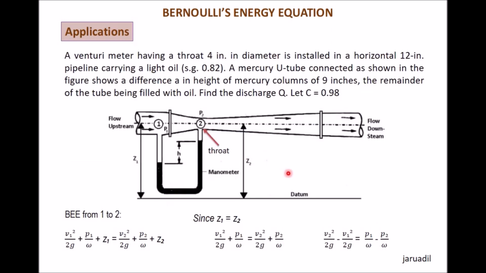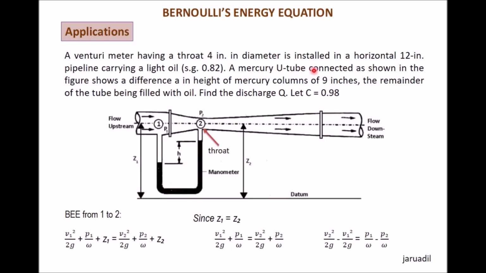Now let's go to this example. A Venturimeter having a throat 4 inches in diameter is installed in a horizontal 12-inch pipeline carrying a light oil with specific gravity of 0.82.